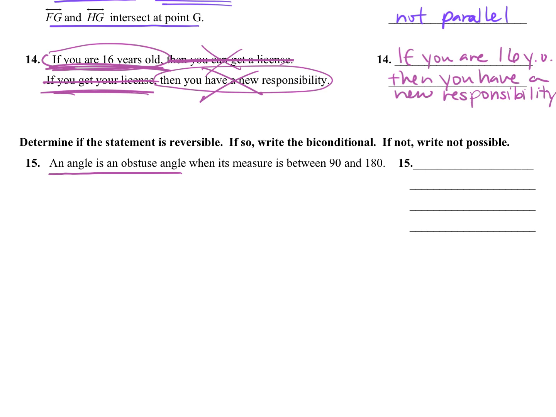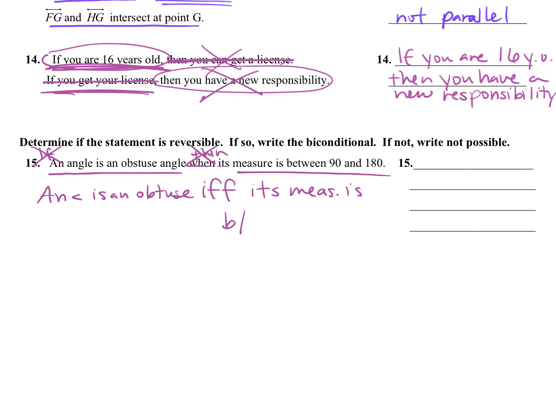Listen, is this statement true? If an angle is obtuse, then its measure is between 90 and 180. Yeah. Okay, flip it. If an angle's measure is between 90 and 180, then it's obtuse. Is that true? Yeah. So then you write a biconditional. How do you write a biconditional? An angle is an obtuse angle if and only if its measure is between 90 and 180. You take out the if and then put in iff.